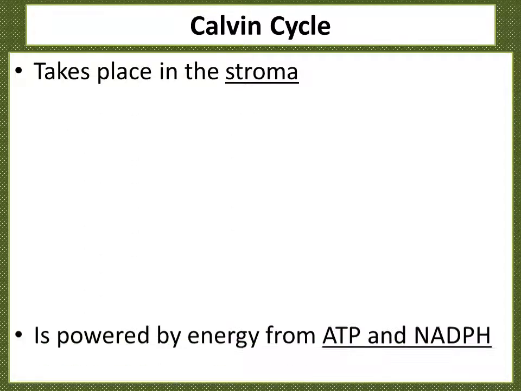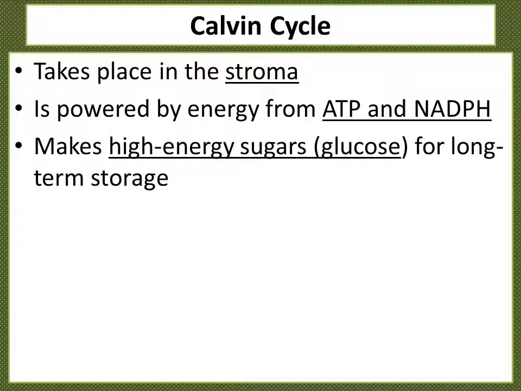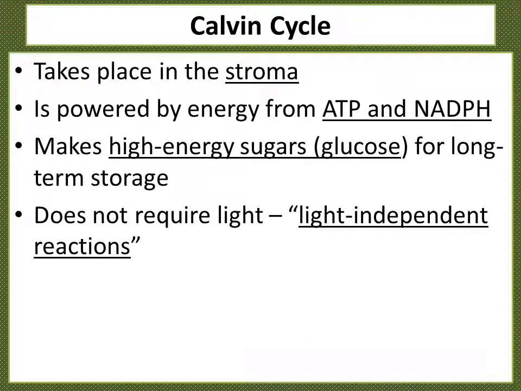Again, it takes place in the stroma. Your Calvin cycle is going to be powered by the energy from ATP and NADPH, those molecules that we made earlier in the light reactions. It's going to make high energy sugars such as glucose or sucrose or starch, a lot of these sugars, and it's for long-term storage of all of this energy from the light that the plant is getting.